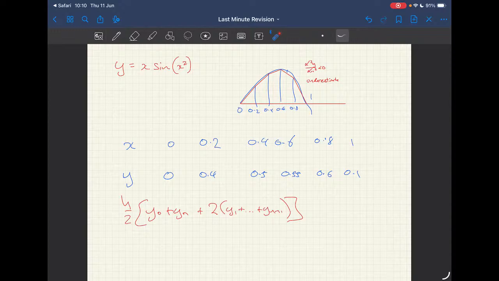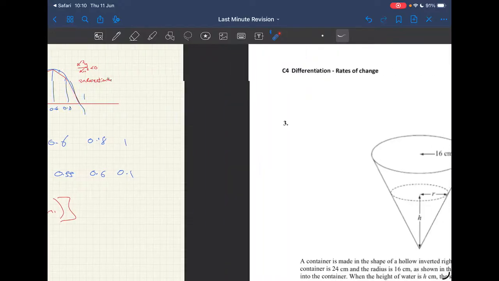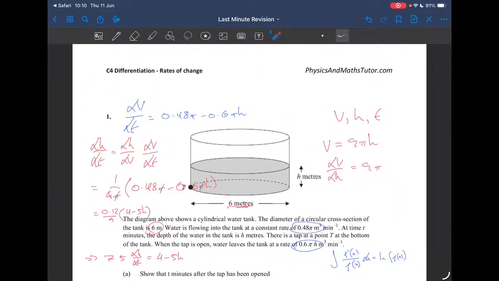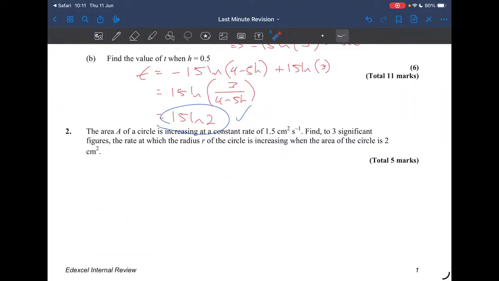Any other questions about things? Anything we can think of? If not, I'll just go back to doing some of these random ones. I'll do one more rates of change. We'll do this little circle one down here.